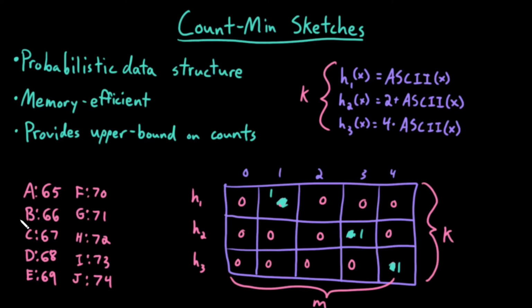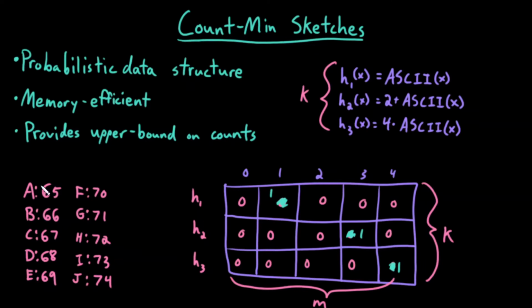So if I tried to find the count of b, I would compute those same 3 hash values, go to those same 3 indices. The counts are 1, 1, and 1. The minimum of these 3 values, which is 1, gives me an upper bound on the count of b. So I've seen b at most once.